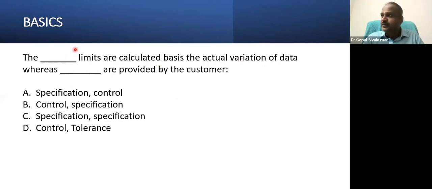Control limits are calculated using the actual variation of data. If you want to know how your process is performing, you should look at control limit. And is it capable or not? Compare the control limit with the specification limit. If control limit is seen inside, your process is capable. If control limits are seen outside, the process will have rejection. So the answer for this question is, I think, option B. The control limits are calculated using actual variation of data, whereas specification limits are provided by the customer.